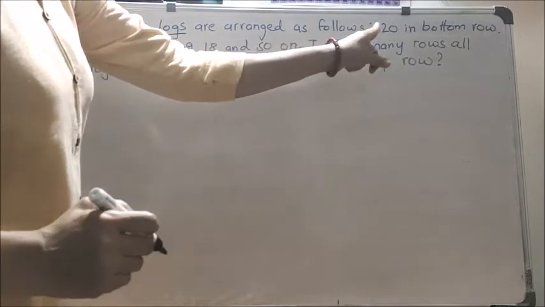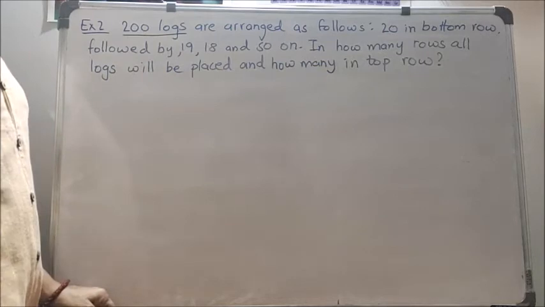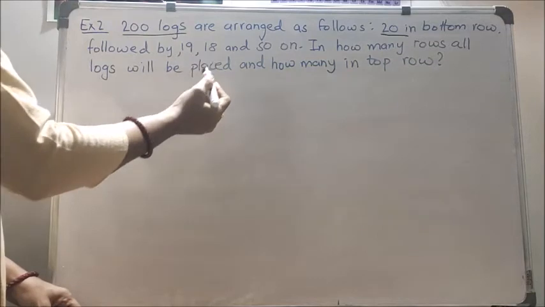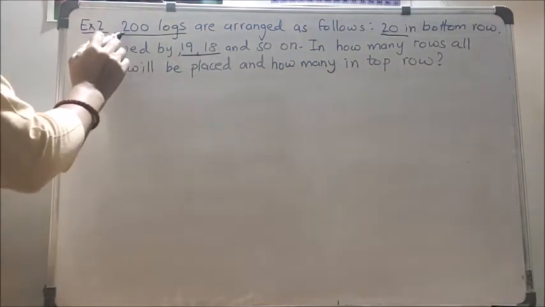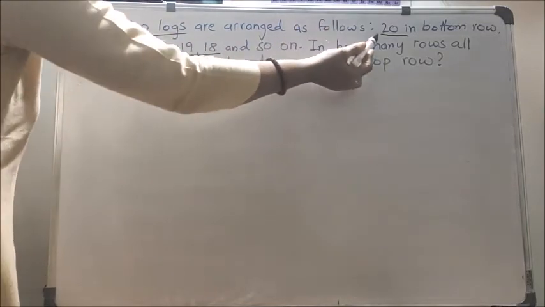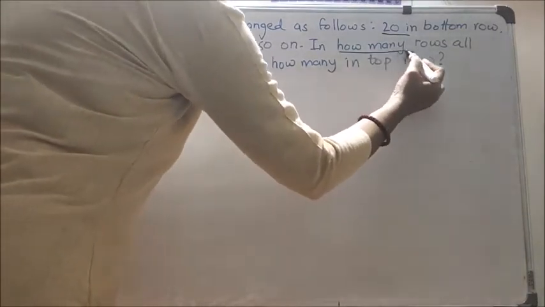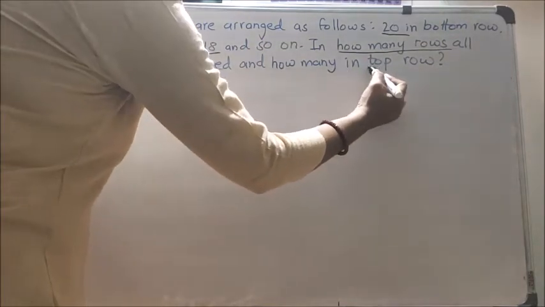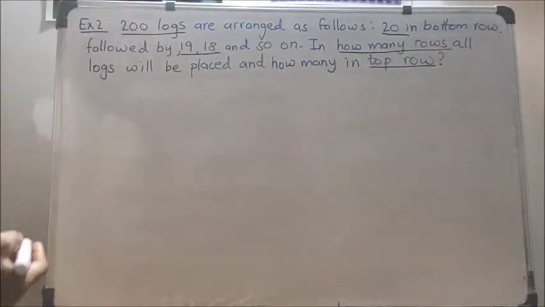As follows, 20 in the bottom, 19, then 18. That means this is your AP given with the first term as 20 followed by 19, 18. So from this we can also calculate the value of d. So we know Sn, we know d, and we know a. Then we need to find how many rows. How many rows? That means we need to find n, the number of terms. And how many in the top row? That means the last term an.